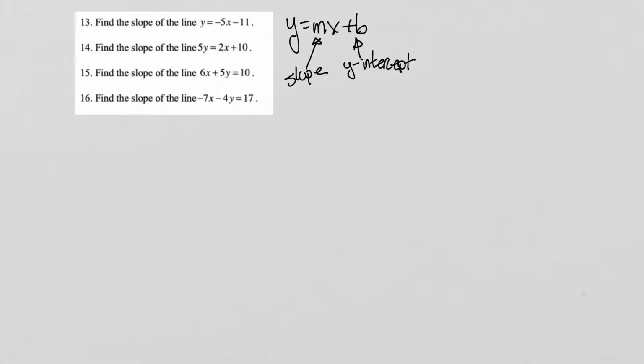In these four problems here, 13, 14, 15, and 16, we're asking each one to find the slope of the line, and then they give us a line. Now, we do have this form right here. Y equals mx plus b.